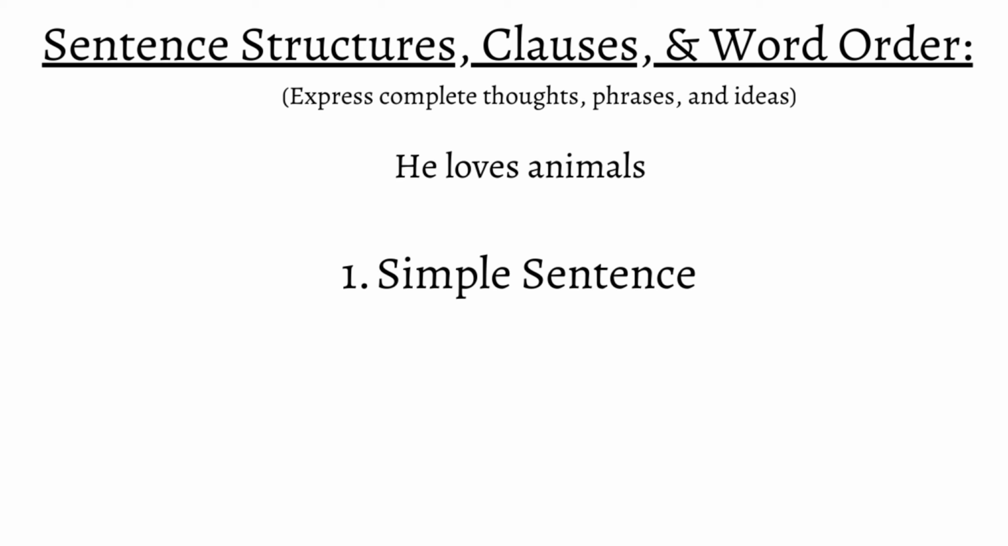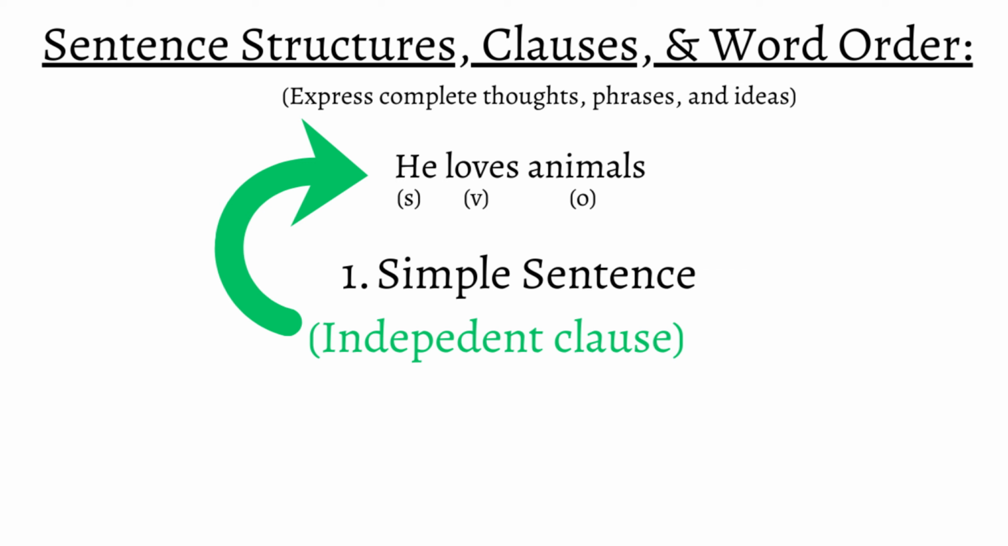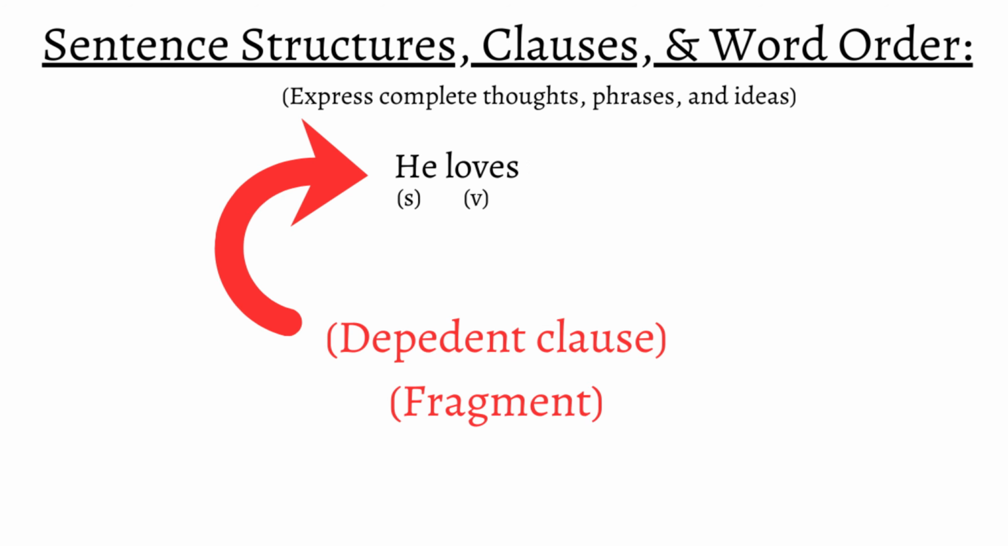This is the first type of sentence structure in English. It is a simple sentence having only a subject, verb, and an object in that word order. Because of these elements, this simple sentence is an independent clause that can be said on its own. He loves animals. If one of the elements is missing, it would be a dependent clause or a fragment that cannot be counted as a sentence because it cannot be said on its own and needs other components.